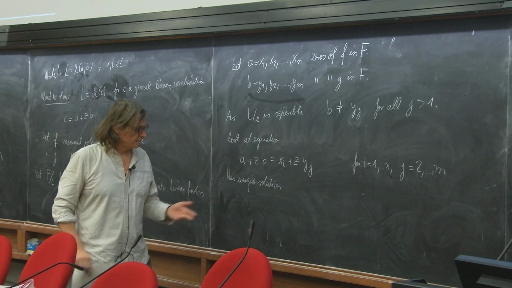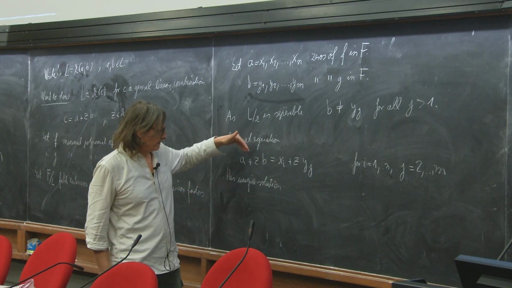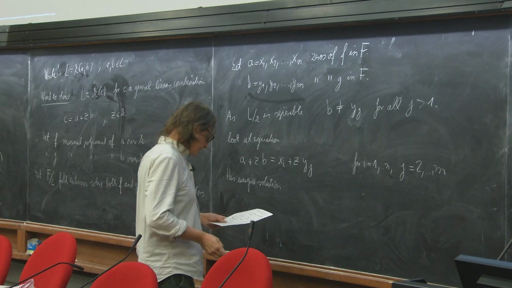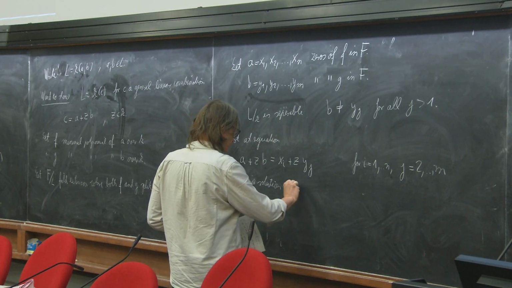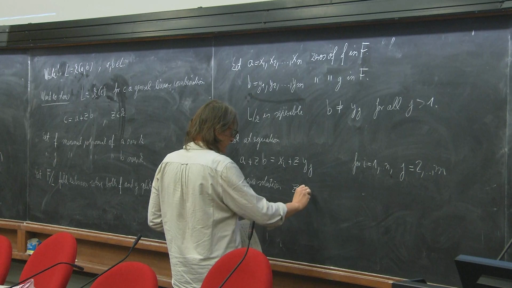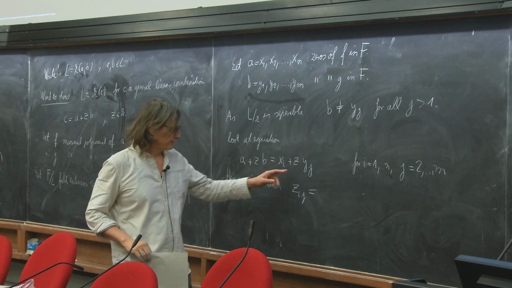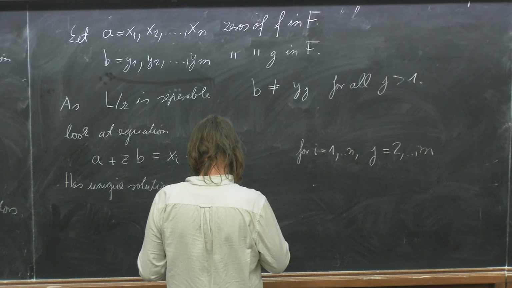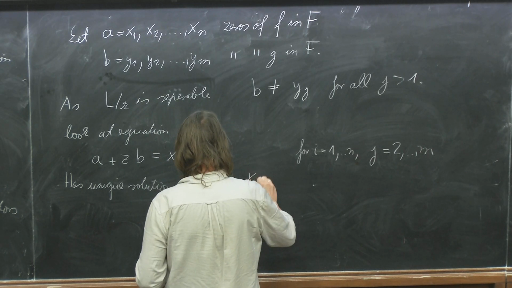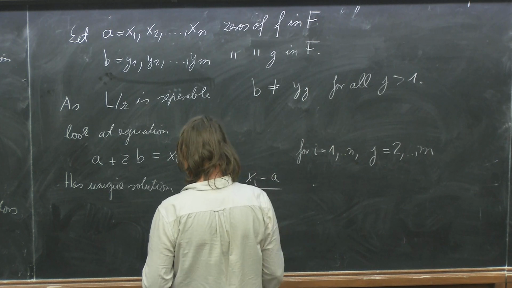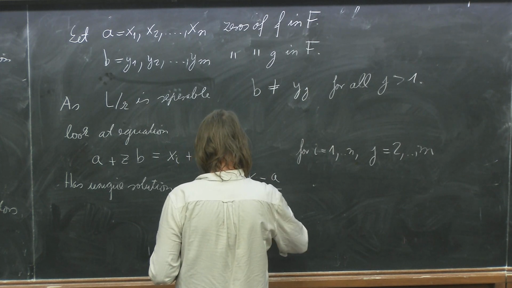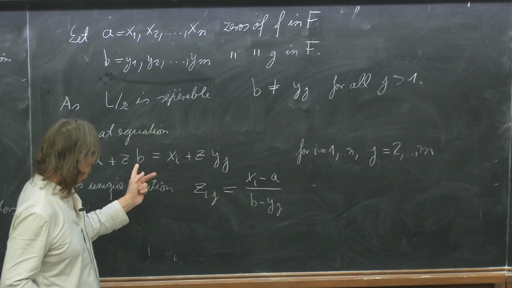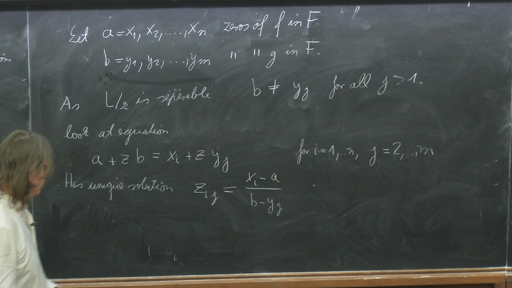Just doing a simple linear transformation. We bring the xi's on one side, the things with z on the other side, and we divide. So the solution for this choice of i and j is zij equal to (xi minus a) divided by (b minus yj). Bring this over, we divide by b minus yj, we get this.